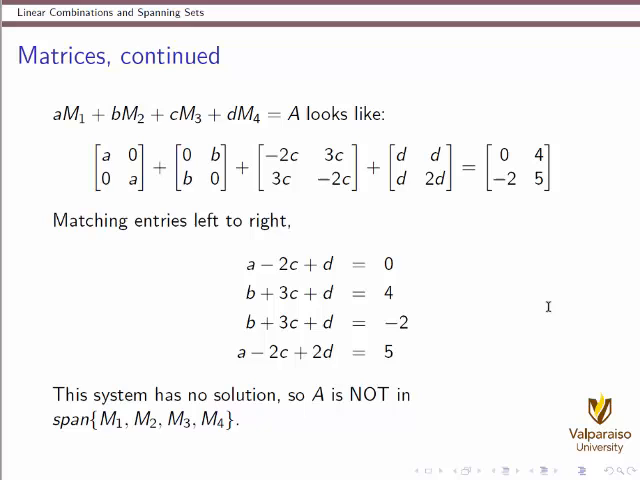Sadly, when you investigate this system, it will not have a solution, which means it is not possible to create that 2x2 matrix 0, 4, -2, 5 as a linear combination of the 4 matrices M1, M2, M3, M4. You can't do it. And that means this matrix A is not part of the span of those 4 matrices. Those 4 matrices will have a span, right? I mean, there are linear combinations of them, and you can consider what they all might be, but the other matrix that we're looking at, A, isn't one of them.